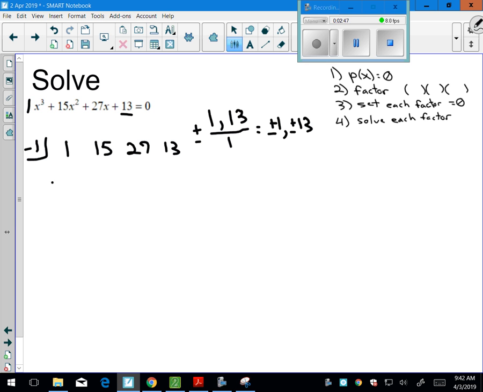I'm going to try again, except this time I'm going to use a negative 1. Bring the 1 down. 1 times negative 1 is negative 1, plus 15 is 14, times negative 1 is negative 14. Negative 14 plus 27 is 13, times negative 1 is negative 13, and plus 13 is 0. So that is one of our roots: x equals negative 1.